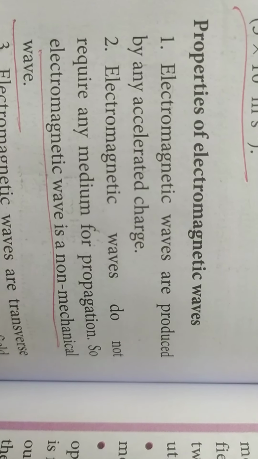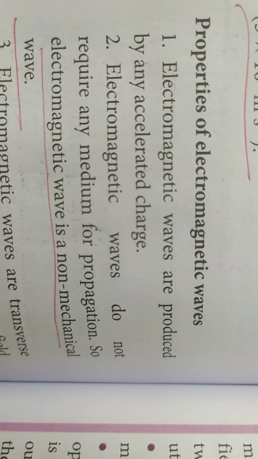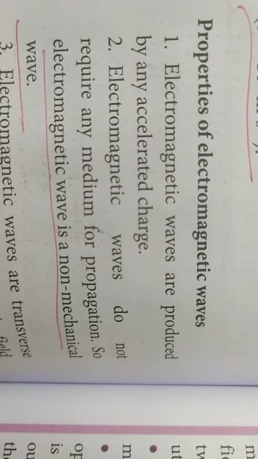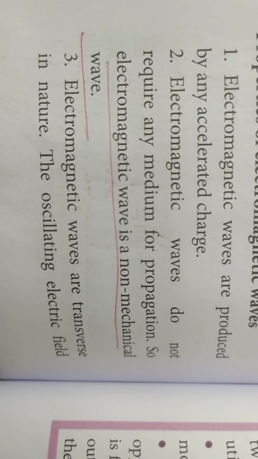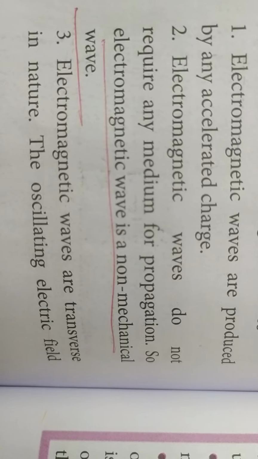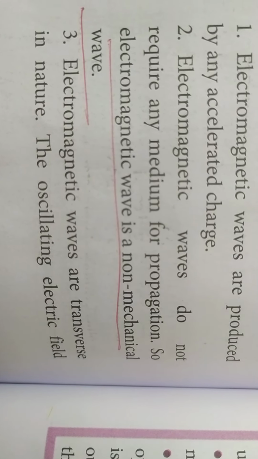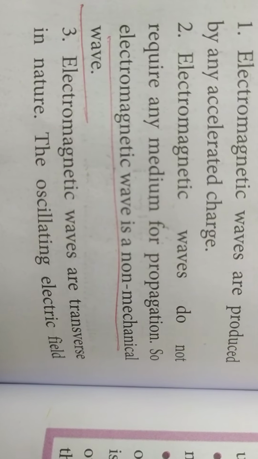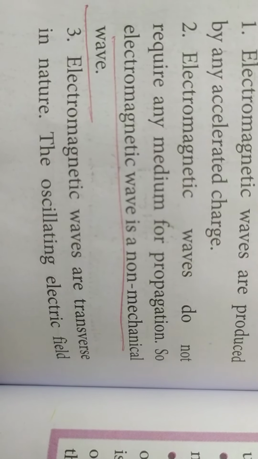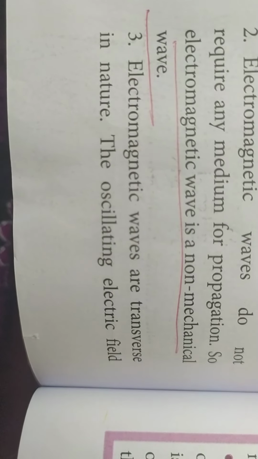So the first one is they are produced by an accelerated charge, and a stationary charge cannot produce electromagnetic waves. Only an accelerated charge can produce electromagnetic waves. And as I have said previously, they do not require any material medium for propagation, and they are non-mechanical waves. For mechanical waves, you can take the example of sound and water waves. And electromagnetic waves are transverse in nature.